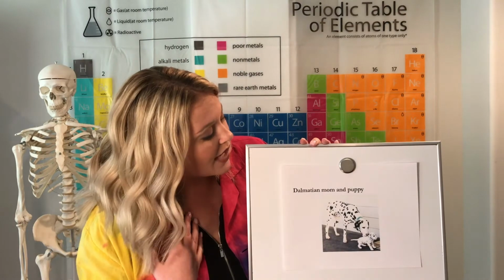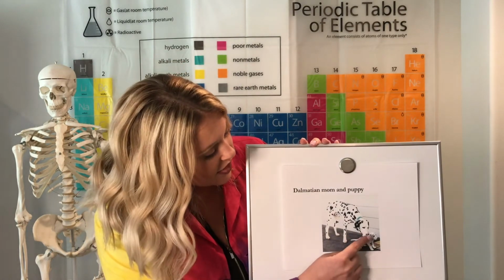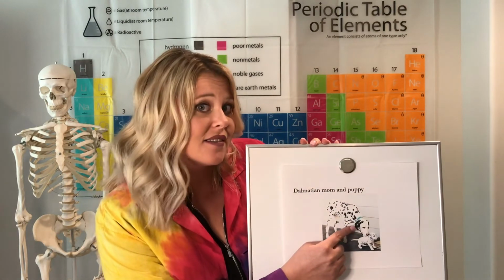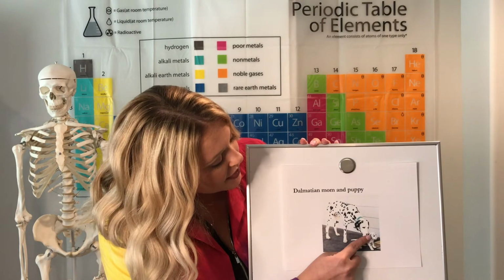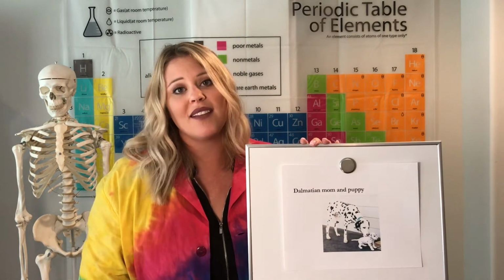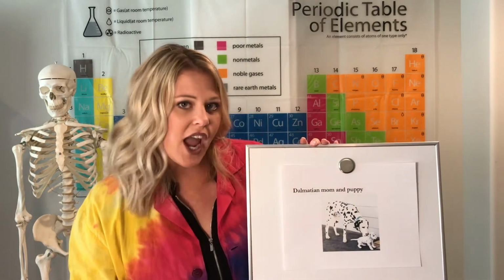One trait that I notice is different between the mom and the baby is the ears. If you notice, the mom's ears are mostly black, but the baby's ears are mostly white. So that's a trait that's different between the mom and the pup. Should we try another animal?